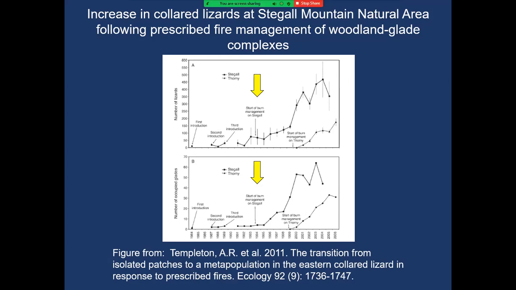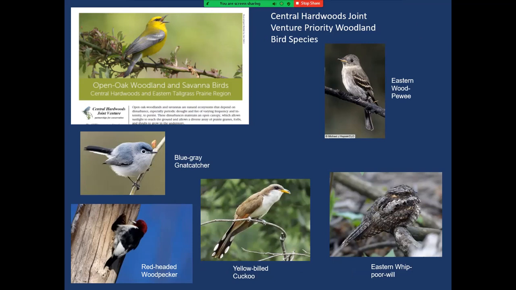And in fact, in the burned woodlands versus the unburned, the burned woodlands had 11 times greater abundance of grasshoppers than in the unburned. The Central Hardwoods Joint Venture and the American Bird Conservancy have identified conservation priority bird species that utilize restored woodlands. And these birds include the eastern wood pewee, blue-gray gnatcatcher, red-headed woodpecker, yellow-billed cuckoo, and the eastern whippoorwill.